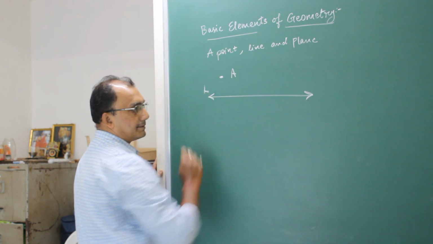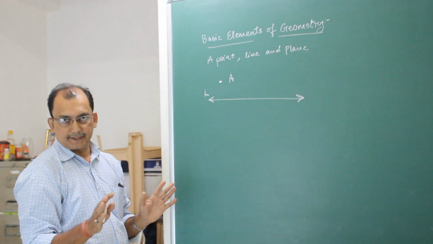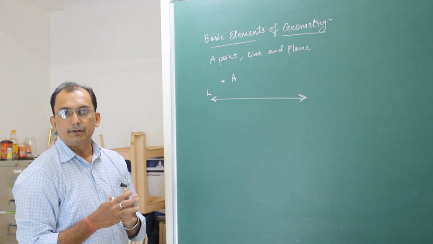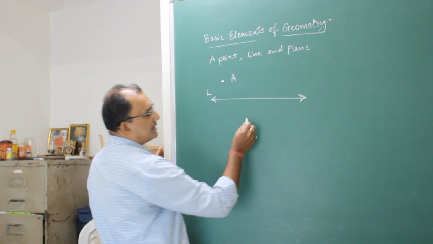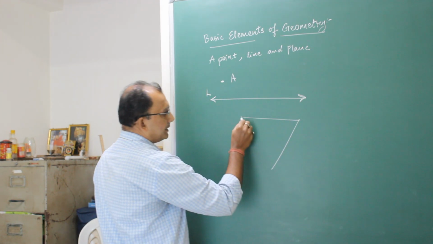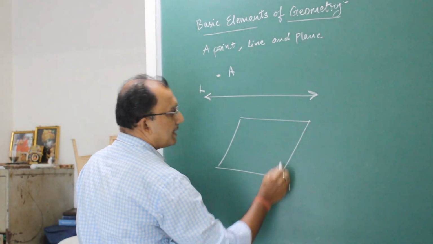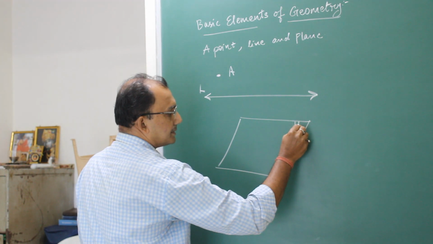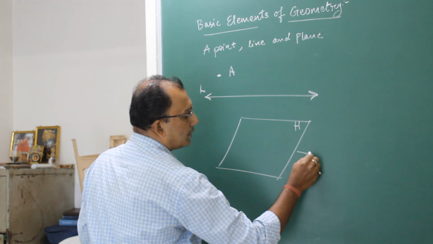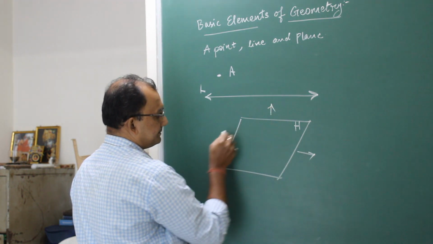Now what is a plane? Plane is a flat surface. Any flat surface will be termed as plane. We represent plane in this way. This is plane H. This plane extends in all four directions.